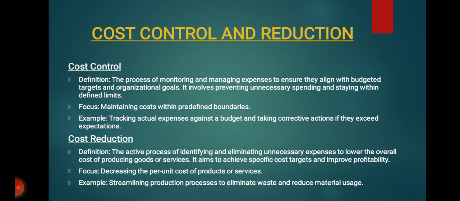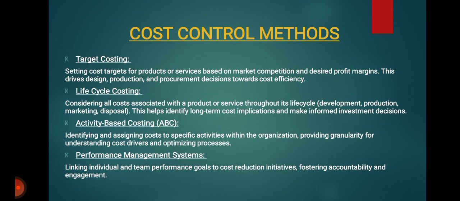For example, streamlining a standard production process to eliminate waste and reduce material usage can be an example of cost reduction. Now we can move on to the methods of cost control and the techniques of cost reduction. So the first one is the methods of cost control. The first method is target costing. Here, basically, we set a cost target for a product or service based on the current market competition and the desired profit margin. After this, we will drive design, production, and procurement decisions towards cost efficiency.